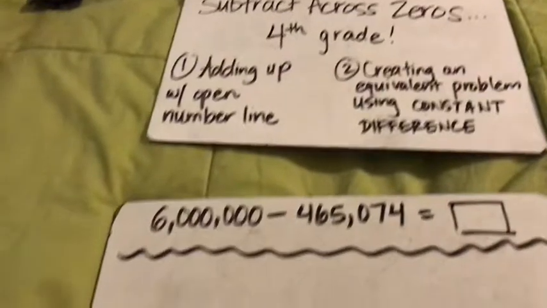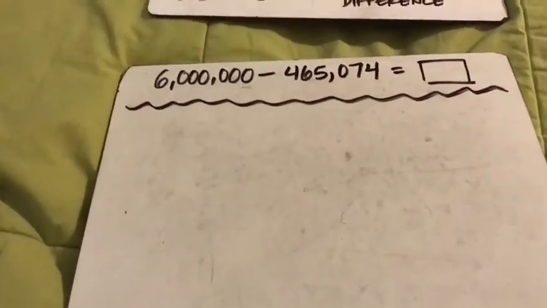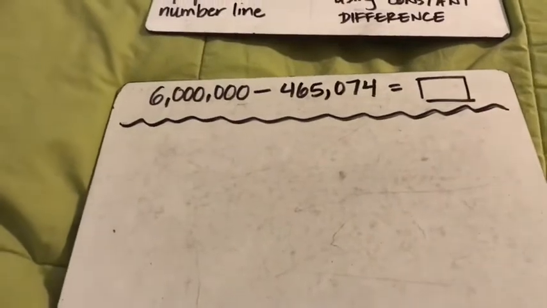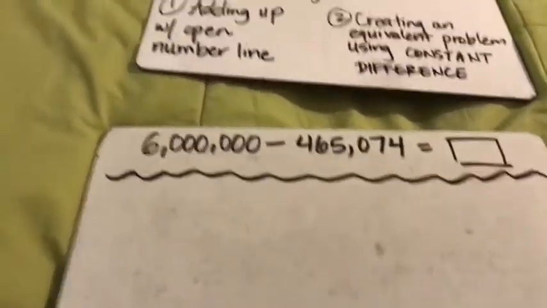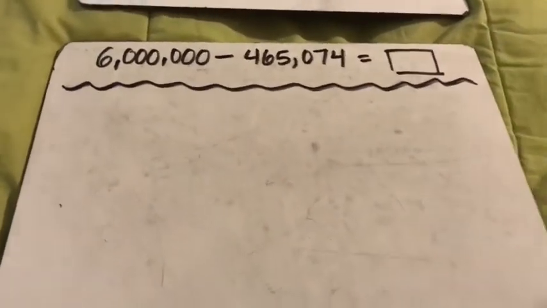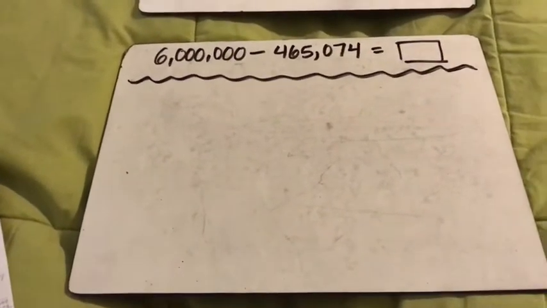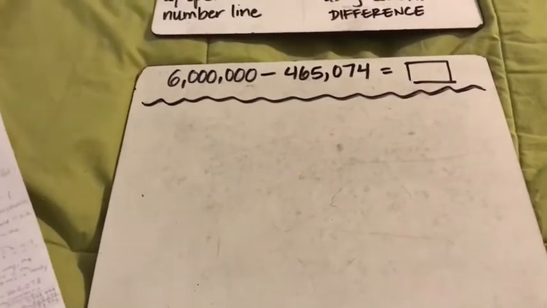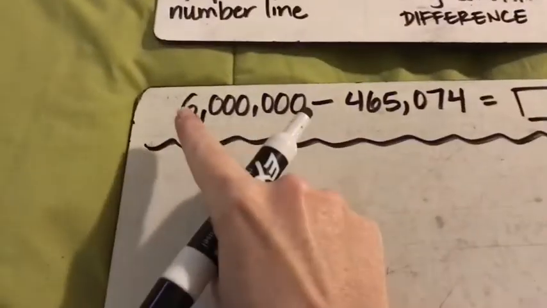So let's get started. Here is a sample problem. I have 6 million minus 465,074. Now when students try to set this up using the traditional algorithm and they try to do all of this regrouping, they often get it wrong because it's very hard to regroup when you don't have any groups that you can shift except for in that millions place.